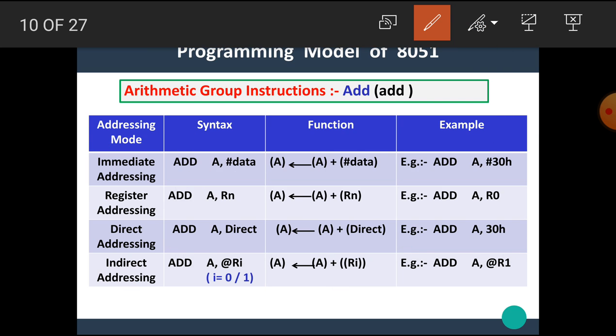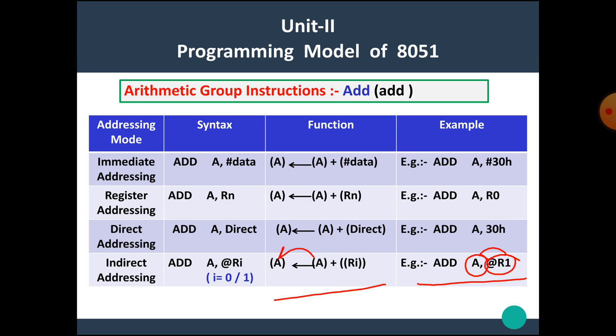Okay, the function of this is A plus Ri and the result is stored in the accumulator. For example, ADD A, @R1. That means whatever the data pointed to by the R1 register in the memory is added with the accumulator, and after the addition the result is stored in the accumulator. This is the ADD operation only.